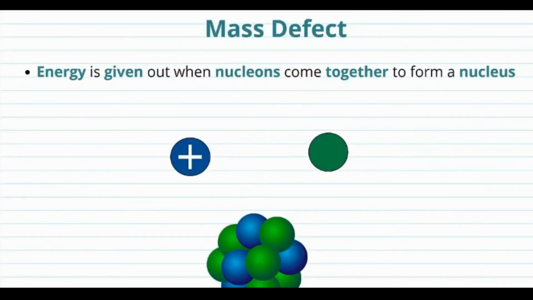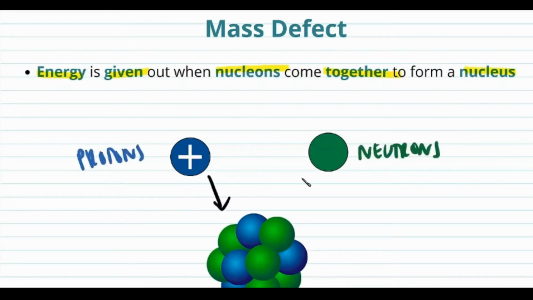Mass defect of a nucleus. Energy is given out when nucleons come together to form a nucleus. So protons and neutrons can form a nucleus, and also energy will be given out.